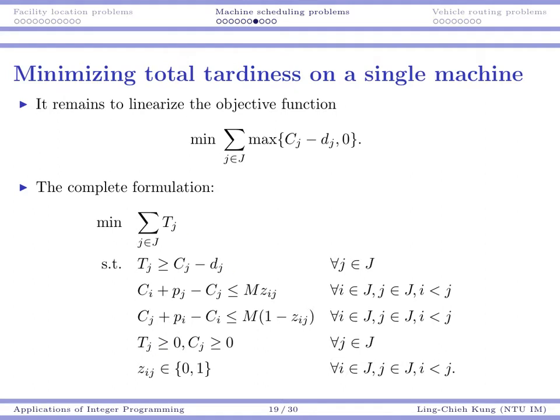Once you have this, then you include the two sets of constraints we talked about to select either this or that. And of course, Cj should also be non-negative for all the jobs, and Zij should be 0 or 1. So with this complete formulation, you can minimize the total tardiness on a single machine. Again, if the problem scale is not too large, then MIP solves it. If the problem is somewhat too large, then you need to do something else.